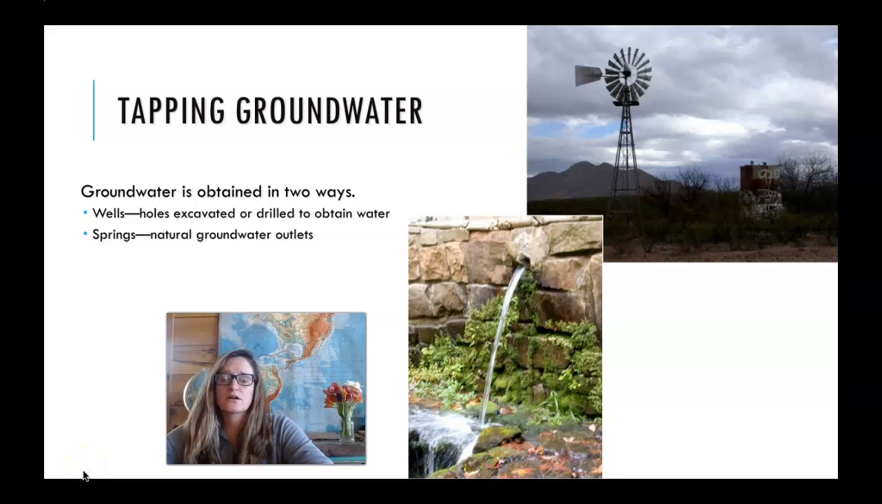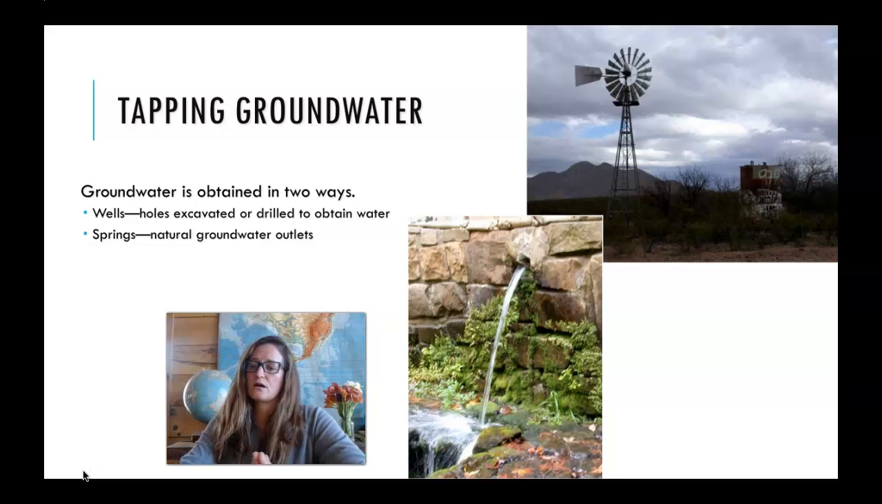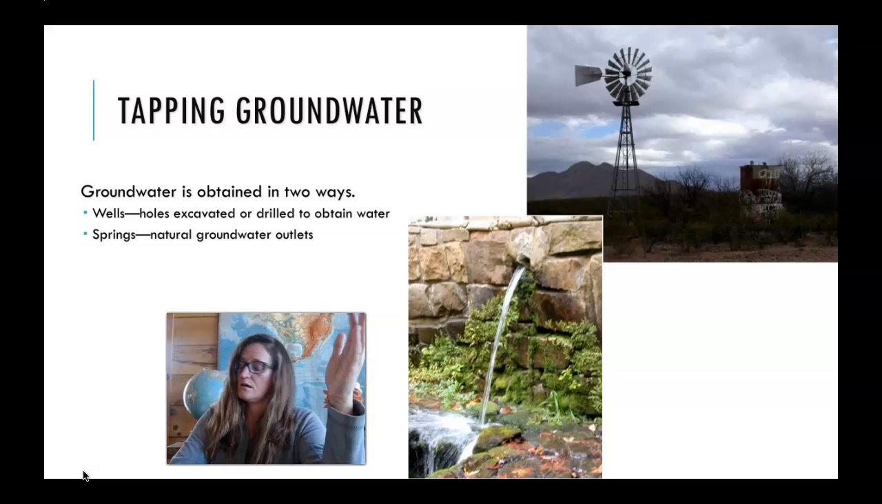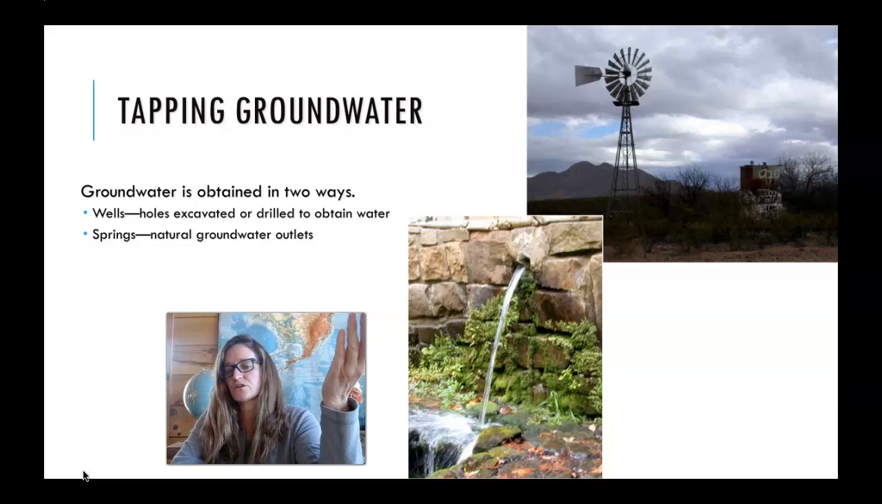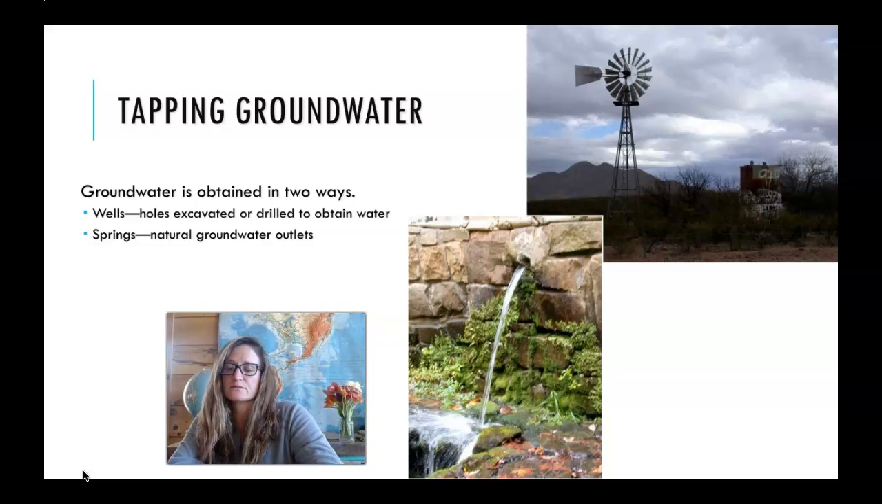To use groundwater as a resource, we have to get to it. So we can drill down to the groundwater and set up a well, or there can be a spring that is flowing out of a hill slope and you can just use the water as it comes out.